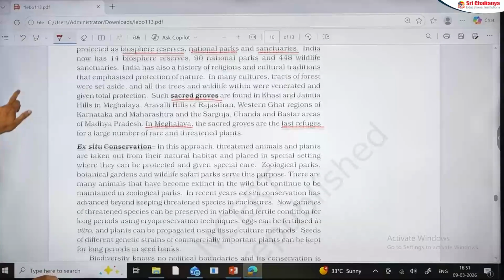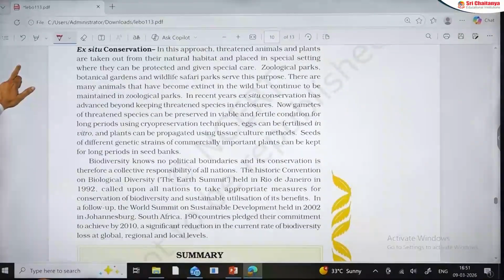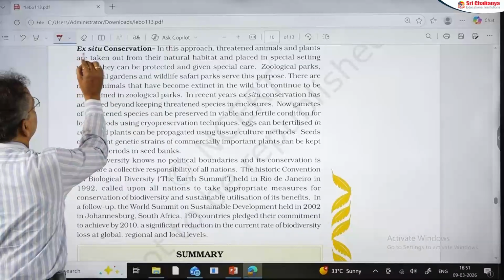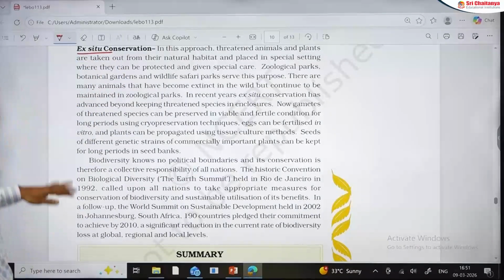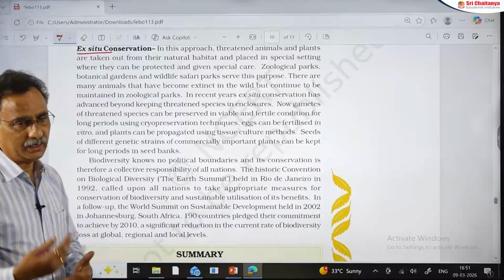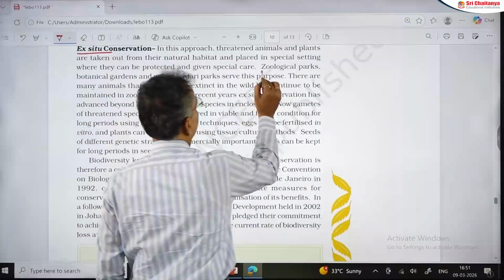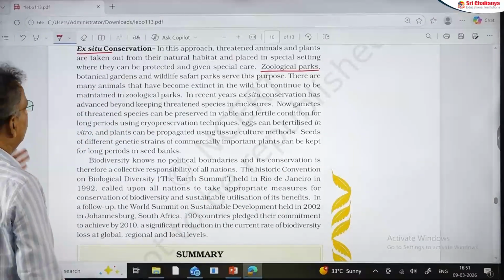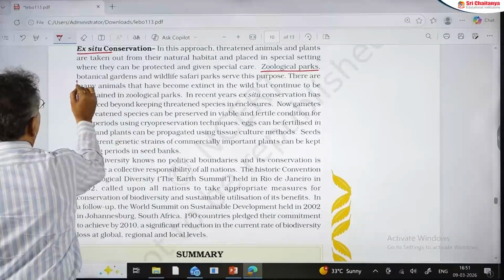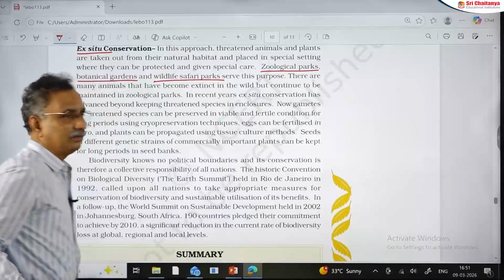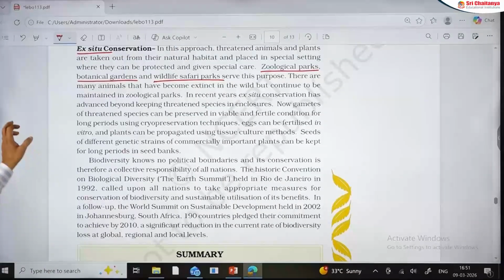And ex-situ conservation means wherever in-situ is not possible in that area, we go for ex-situ conservation. Ex-situ conservation is outside, not where they have naturally evolved. So one is zoological parks. The other is obviously botanical gardens. And another can be wildlife safari parks. The safari parks are not natural, they are artificial, we have made them. So animals are shifted there.